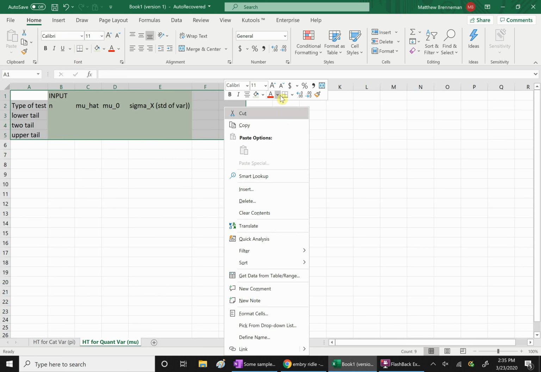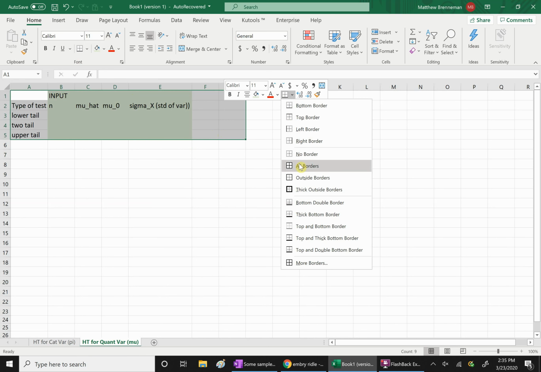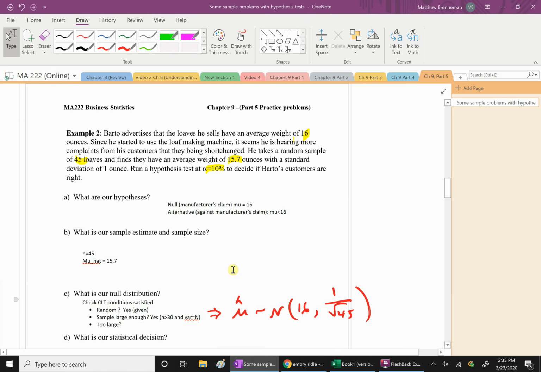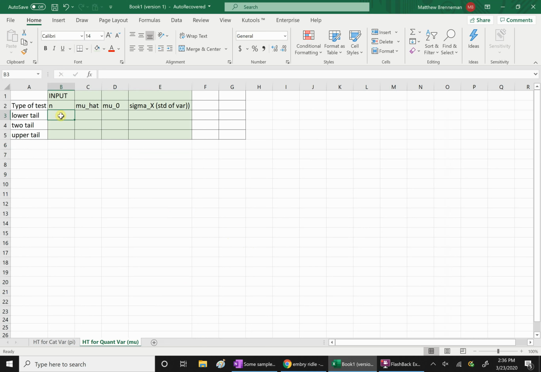So if we think about what's going on in the problem that we're looking at, we're doing a lower tail test, right? We're seeing if the mean is less than 16. So we're clearly doing a lower tail test. So we're in this row. Our sample size is 45. Our observed sample mean was 15.7. The mean under the null hypothesis is 16. And the standard deviation of our variable is 1. Now we need sigma of mu hat.